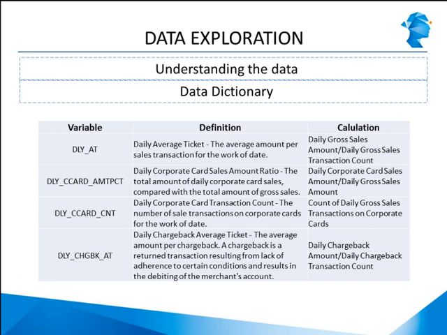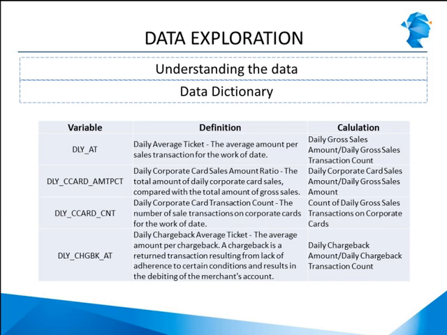So here, for example, we see the first variable DLY underscore 80, which stands for daily average ticket. The definition is the average amount per sales transaction for the work date. So this is the average amount per sales transaction that happens for each merchant. The calculation is the daily gross sales amount divided by the number of transactions that happen every day. This variable can be useful for us because a fraudulent transaction in general may have a higher transaction value than the average sales transaction.